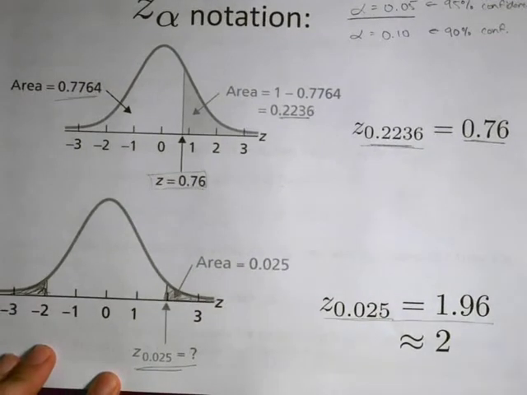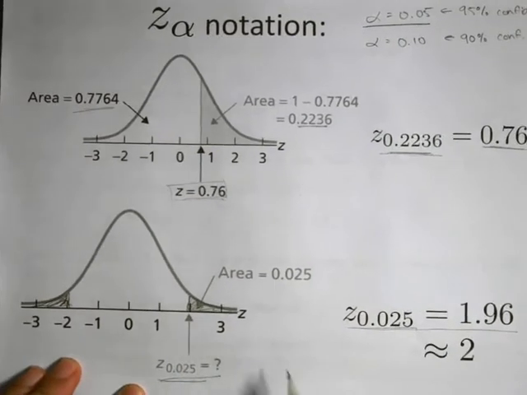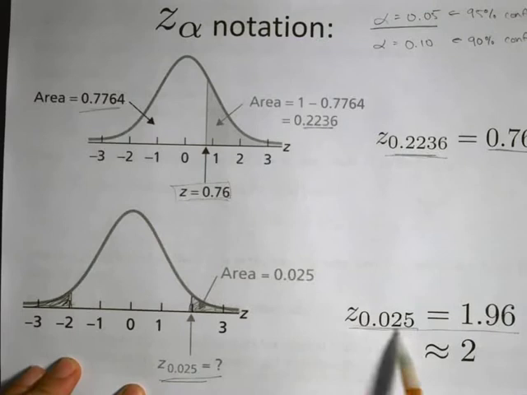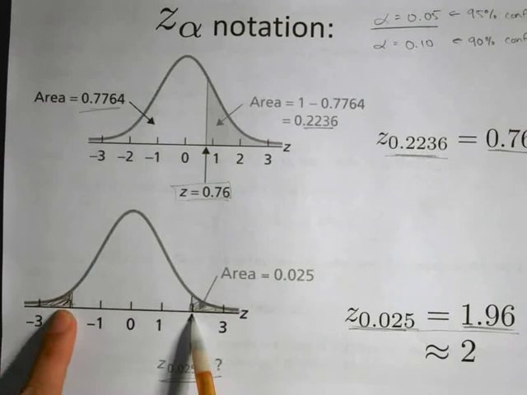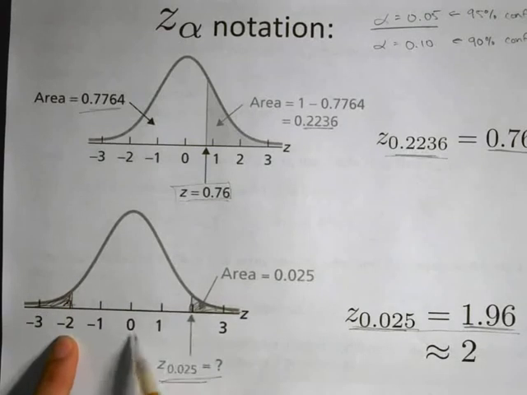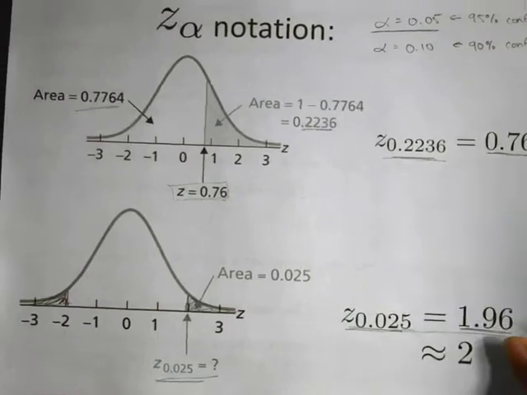And this is where that empirical rule comes from that says that 95% of the data falls within 2 standard deviations of the mean, because Z of 0.025 is just about 2. So within about 2 standard deviations of the mean, we have 95% of all observations.